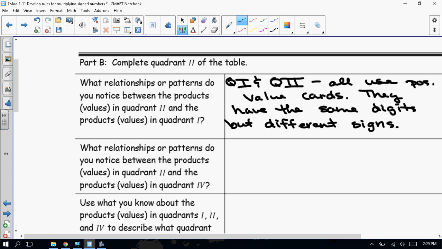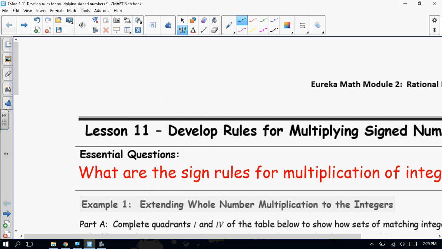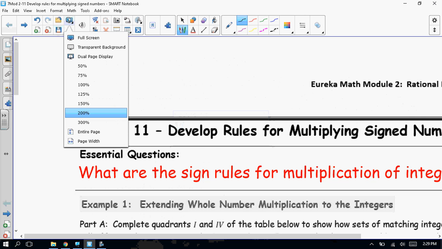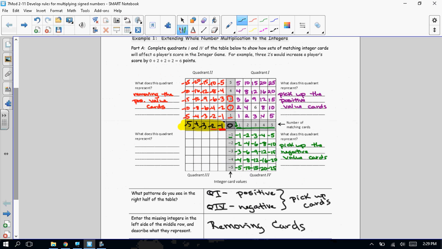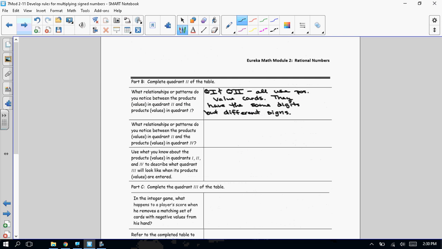What about 2 and 4? Take a look across the page. I'm going to flip over to the other page here a second. What about 2 and 4? Look at the red one and the green one. What do you notice? Everything's the same, isn't it? Interesting. Let me go to the other page. What do I notice? I notice quadrant 2 and quadrant 4 have the same values.